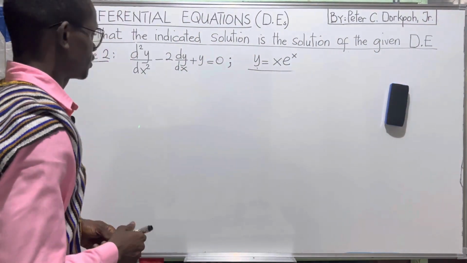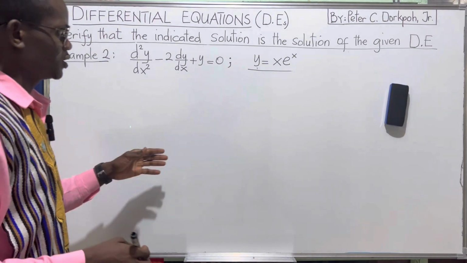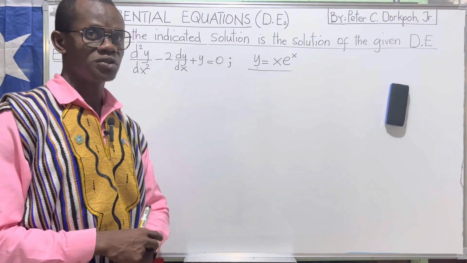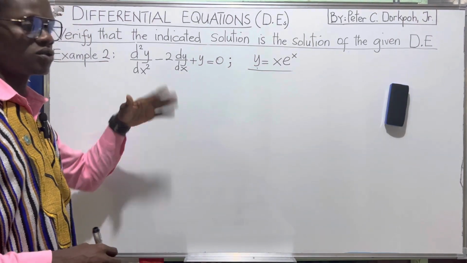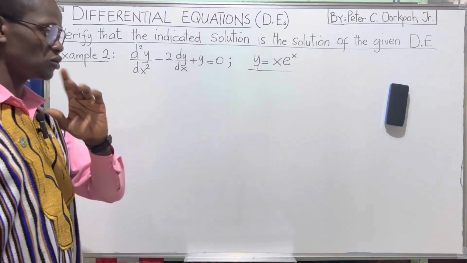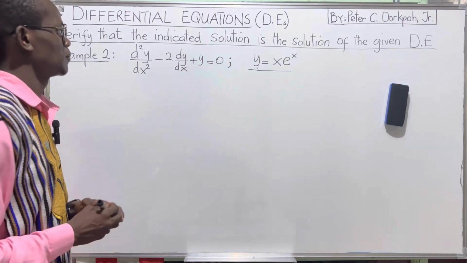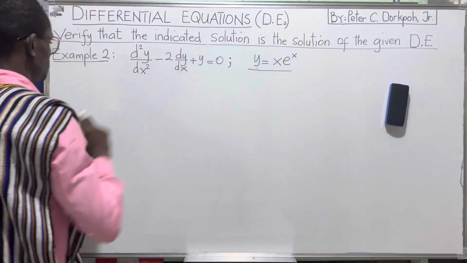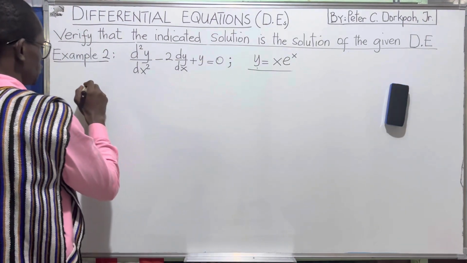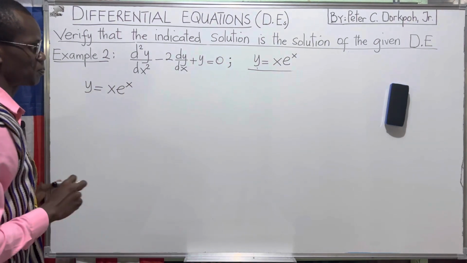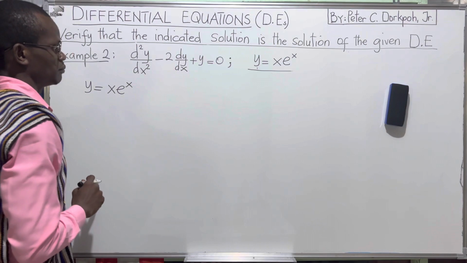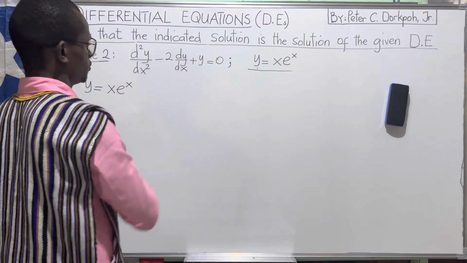So let's go ahead now. I'm not going to use the integral method again. I'm not going to use the two methods. I'm going to use one method to solve this problem and the rest of the other problems, because it's very easy. So this is the problem. This is the solution that was given to us: y equals x e raised to the power x.